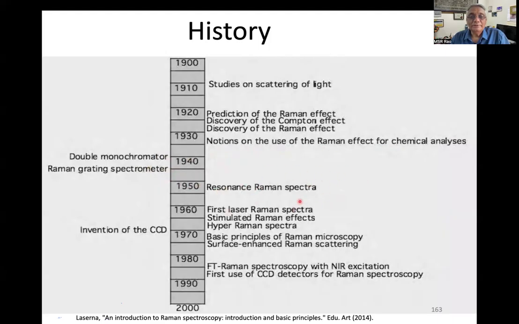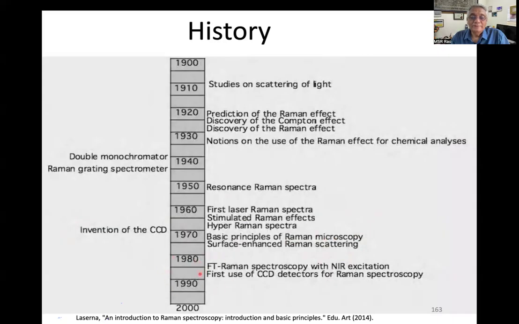And the first use of lasers, laser-based Raman spectroscopy, evolved in the 1960s. And then you had stimulated Raman spectra, and hyper Raman spectra were recorded. And then came the invention of the charge-coupled device. In the 70s, we had the basic principles of Raman spectroscopy in place. Surface enhanced Raman scattering was announced.